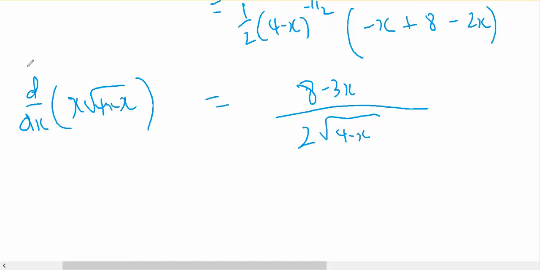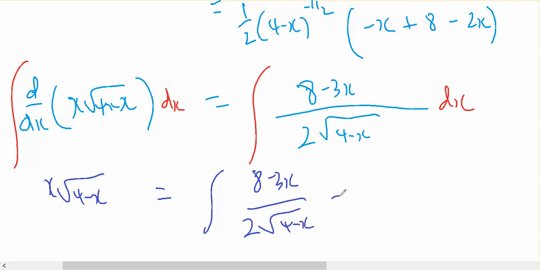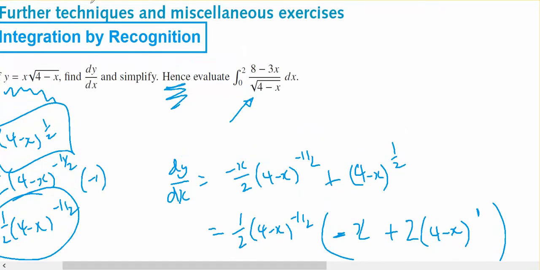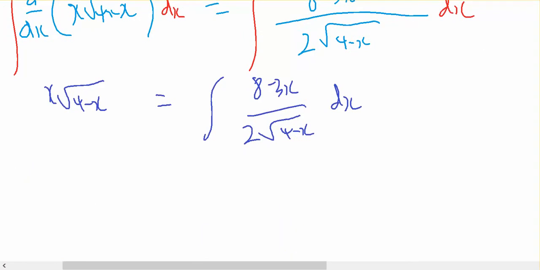The second part says if I take the derivative of both sides with respect to x, then this becomes x the square root of 4 minus x equals the integral of 8 minus 3x over 2 square root of 4 minus x dx. And I've been asked to take the antiderivative of this. And now I play the game of can I recognize that in what I've got.